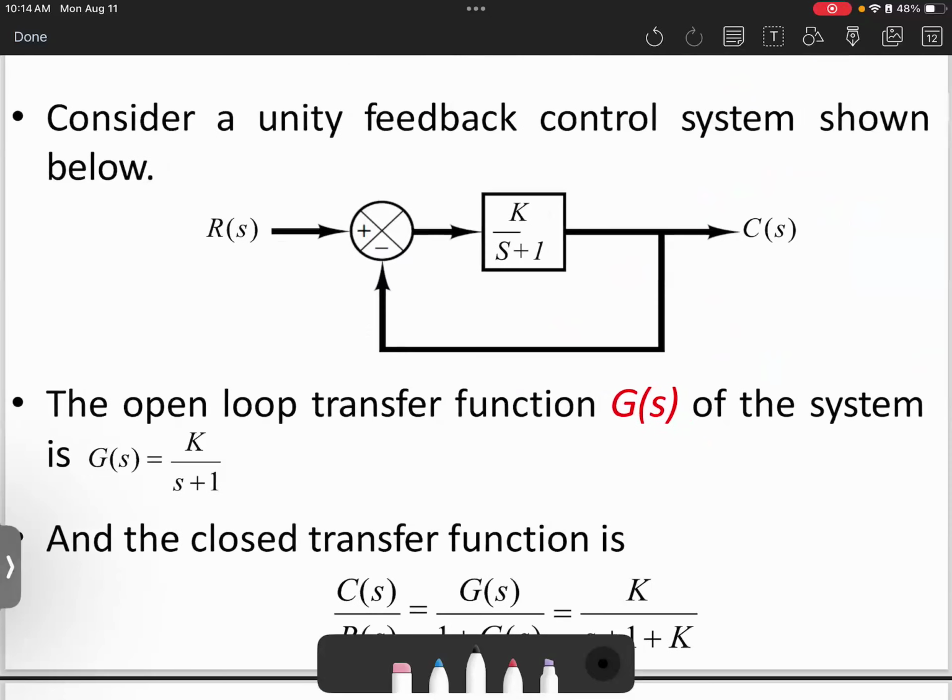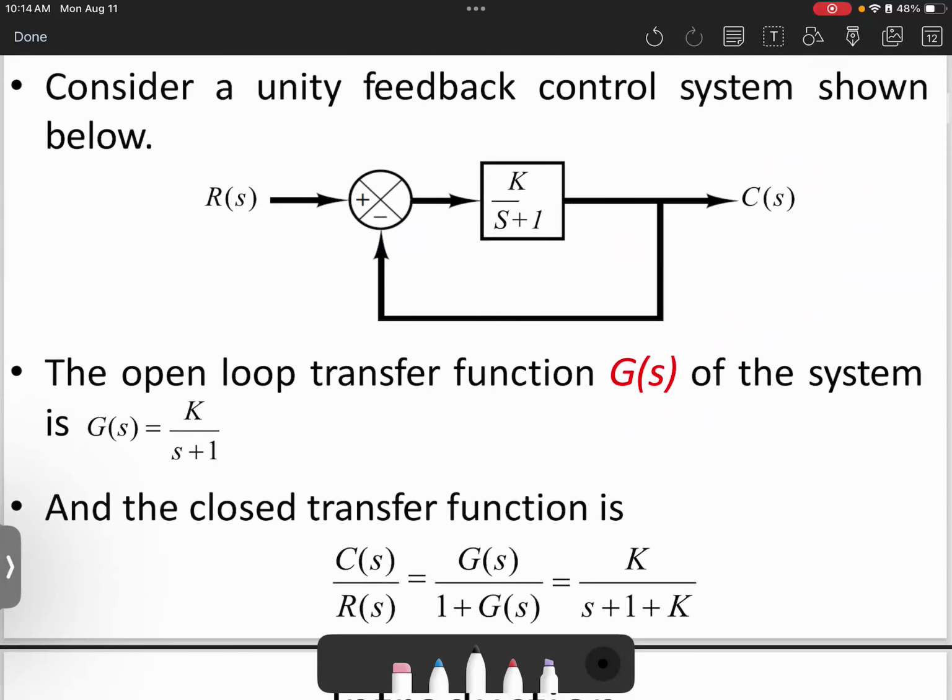Here, let's have an example. Consider the unity feedback control system with this part. Basically, let's assume it is first order, where G(s) equals k over s plus 1. Then the closed loop transfer function will be G(s) over 1 plus G(s), which is k over s plus 1 plus k. So the pole is actually located at s = -1 - k. This is the closed loop pole, while the open loop pole is located at s equal -1.